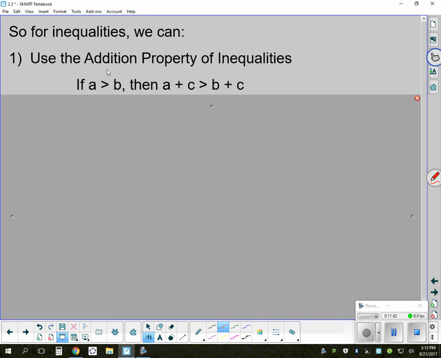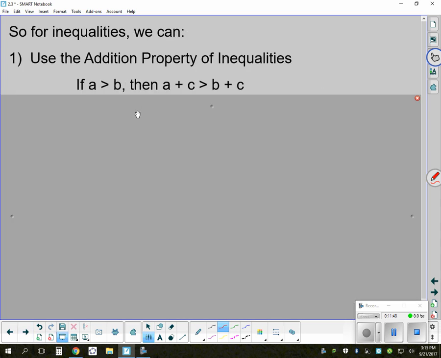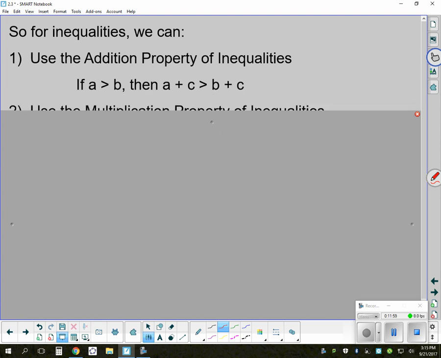So for inequalities, we already said we can use the addition property of inequalities. When we used it over here, we had no problems. Our answer checked out. And what that's saying is if you have an inequality, you can add the same thing on both sides. You still have the same statement.